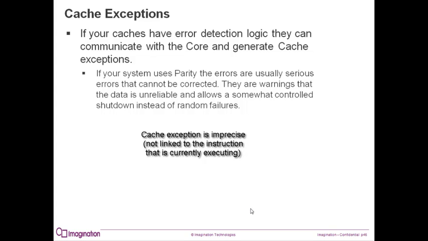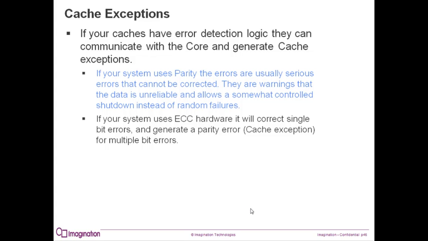One problem is the exception is imprecise, which means it may be difficult to determine which instruction the data belongs to, or in the case of the instruction cache, which instruction coming up has the problem. If your cache has error correcting hardware, the hardware will correct the first error without generating an exception. It will generate an exception if there are uncorrectable errors.